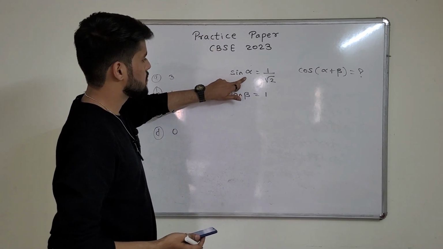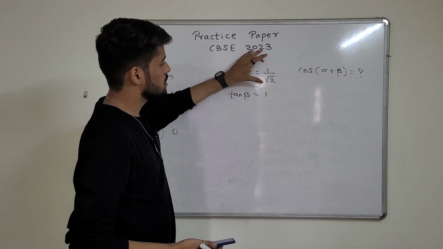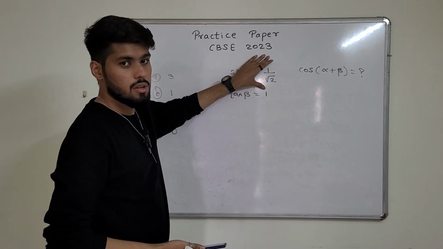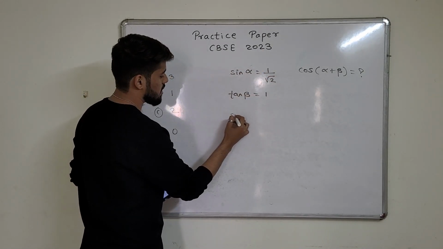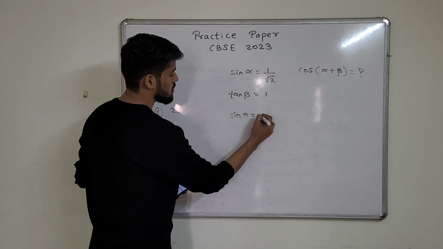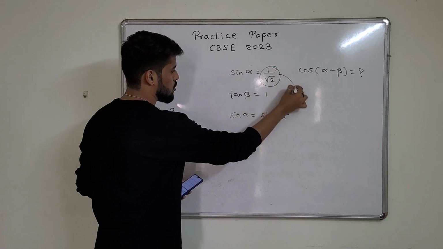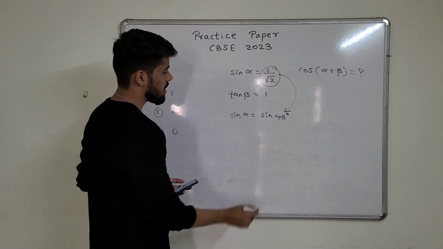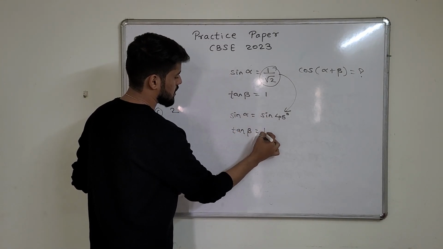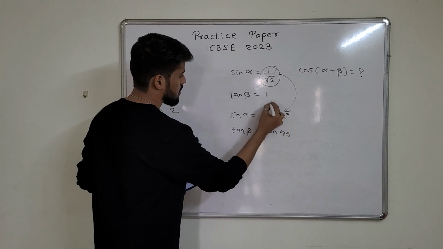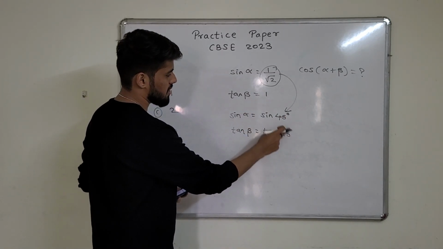See here, साइन अल्फा जो है ये ऐसे ही रहेगा. We know what is the value of sine ratio for 1/√2. So sin alpha equals sin 45 degrees. I can replace this 1/√2 by sin 45, right? Same here, tan beta जो होगा that will be nothing but tan 45. मैंने इस 1 को tan 45 से रिप्लेस किया because I know value of tan 45 is 1.